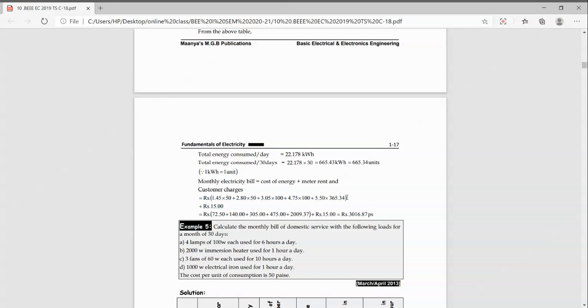Okay, so this is the charges of units plus the rent, that is the customer charges, which is 15 rupees. So the total charges we will get is rupees 3016.87. Okay, so these are the 3016.87 rupees.